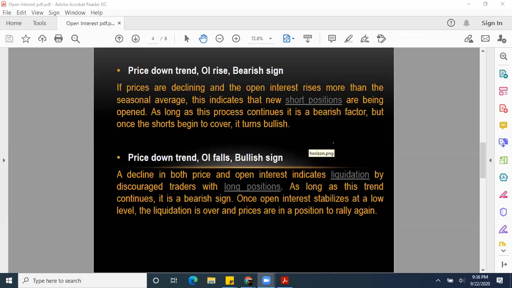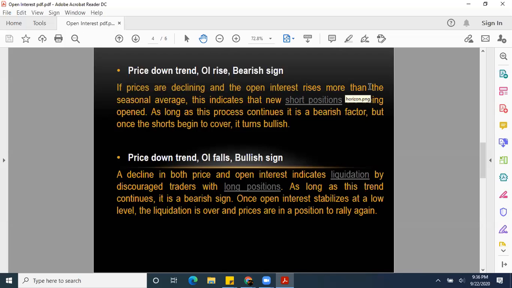So when price is pushing upwards and open interest is pushing upwards, continue your buy. When price is pushing downwards and open interest is still positive, it means continue your sell. It means the big guys feel it will continue to sell, so they are in the market. So if price is declining and open interest is rising, it indicates that new short positions are being opened. Price is dropping and open interest is increasing.